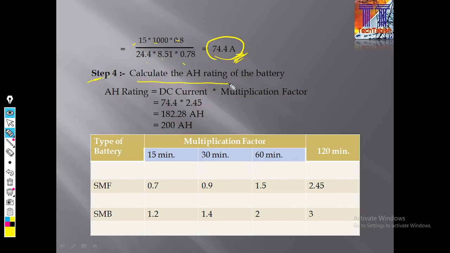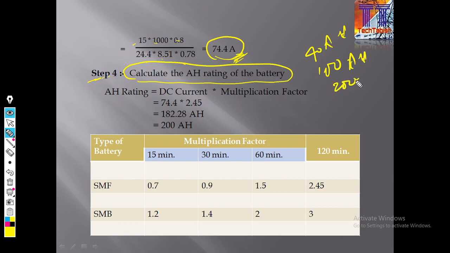Calculate the Ah rating of the battery, because batteries come in Ah ratings like 40 Ah, 100 Ah, 200 Ah, 220 Ah or 250 Ah. These are all ratings of batteries available in the market. So we have to find the Ah rating. The formula of Ah rating is DC current into multiplication factor.